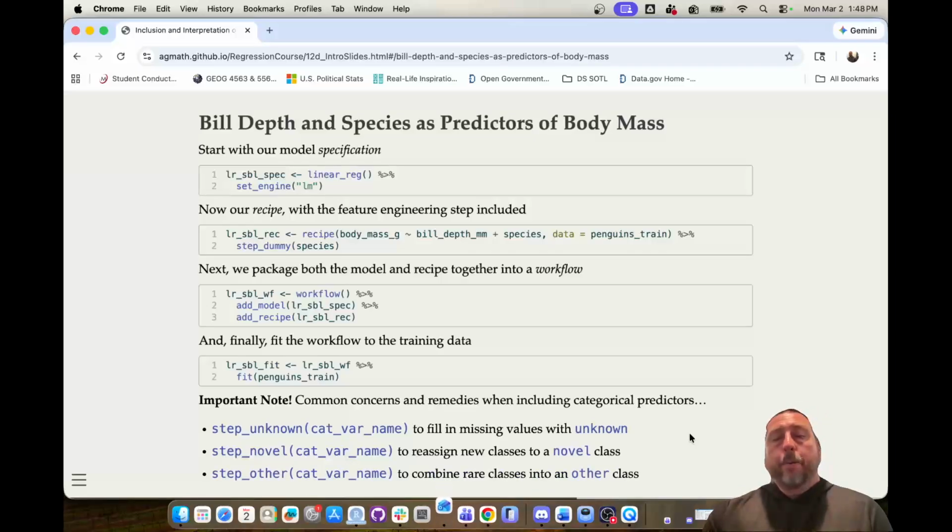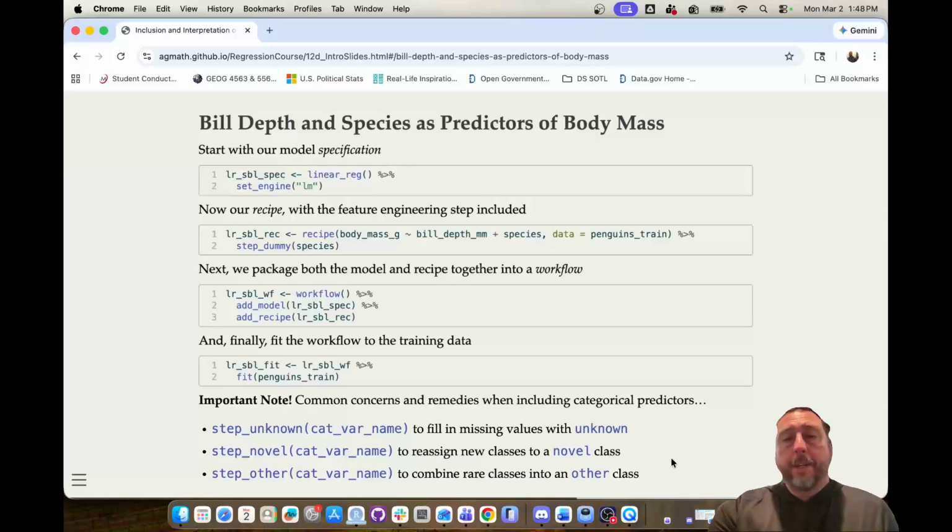And one more thing you can do, this is going to be particularly useful when you have a categorical variable with lots of different levels underneath it, some perhaps quite small. Step_other. You can combine rare classes into a class called other here. This is useful for grouping classes together.